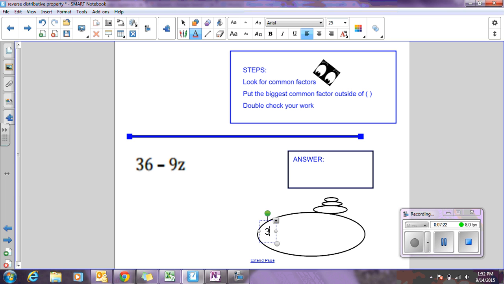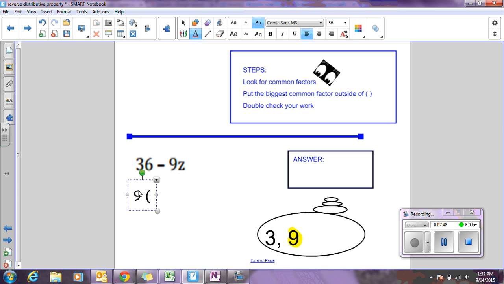2? No. 3? Yes. 4? No. 5? No. 6? No. 7? No. 8? No. 9? Yes. And that's as big as I can go because 9 is my smaller number. So, which one am I going to pick? Well, the one that's going to give us more bang for our buck is this 9. So 9 goes on the outside of parentheses, which I'm getting ready to do.